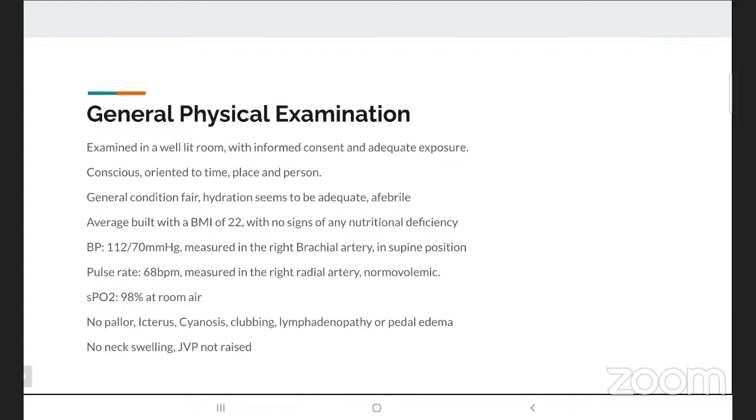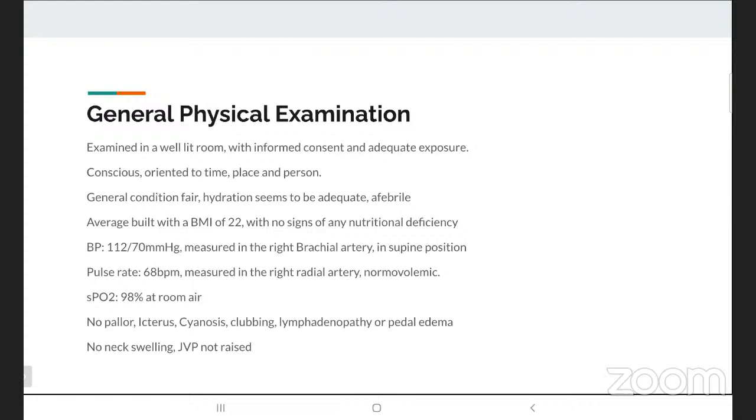My patient was examined in a well-lit room with informed consent and adequate exposure. The patient was examined in a standing position and in the supine position. My patient was conscious and oriented to time, place, and person. General condition was fair. Hydration seemed adequate, and the patient was afebrile. The patient was average built with a BMI of 22, with no signs of any nutritional deficiency. His BP was 112 by 70 millimeters of mercury, measured in the right brachial artery in the supine position. His pulse rate was 68 beats per minute, measured in the right radial artery, normovolemic. His SpO2 was 98% at room air, and his respiratory rate was 16 per minute, thoracoabdominal.